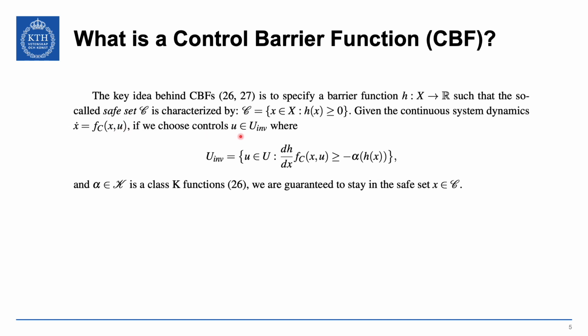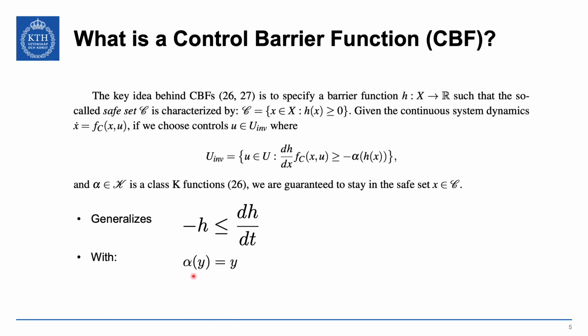So if we choose controls in some set, so this resembles our speed limit thingy, but it's a bit different. If we choose the controls satisfying this inequality, and this alpha is a class K function, we're not going to go into details there, but it's basically a function that increases with increasing values, we're guaranteed to stay in the safe set. So this generalizes what we saw earlier. This is our speed limits in the dock here, and we can see that this actually generalizes. This is a special case of this guy.